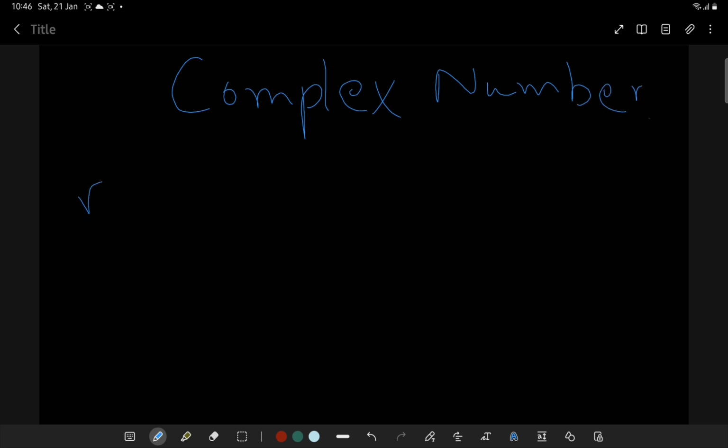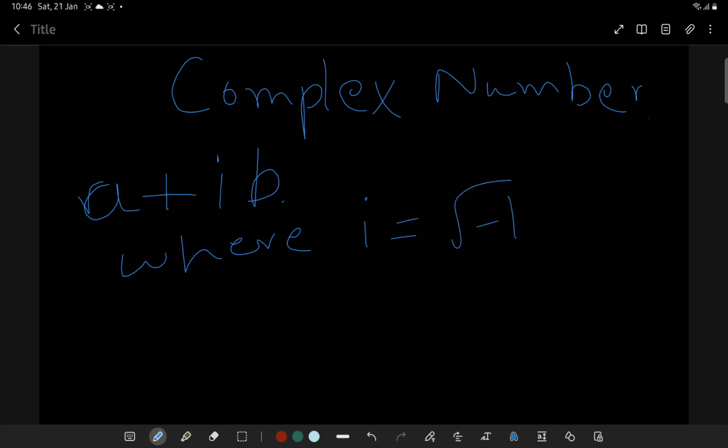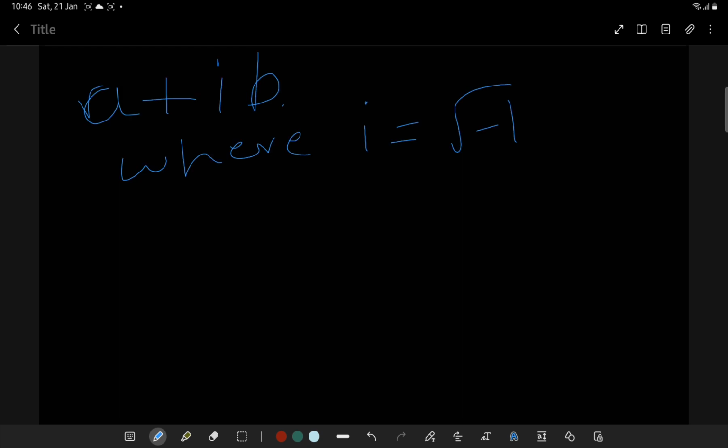So here, coming into complex numbers, we have any number of the form a plus ib, where i is equal to square root of -1. Generally, we represent complex numbers as z1, z2, z3. In this way, we represent the complex numbers.